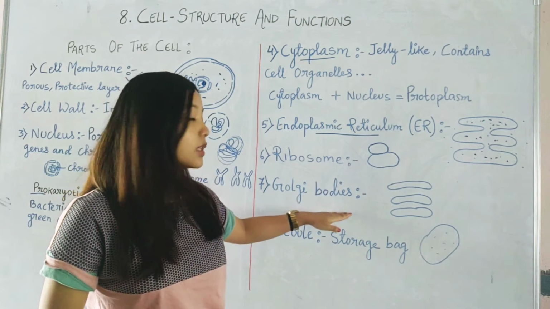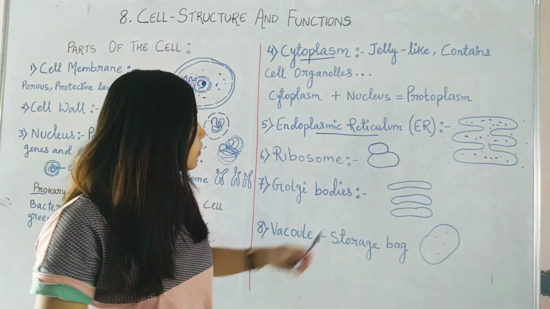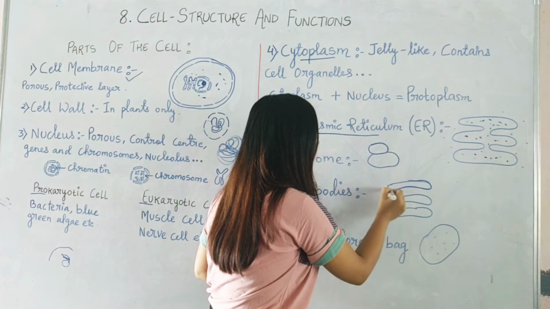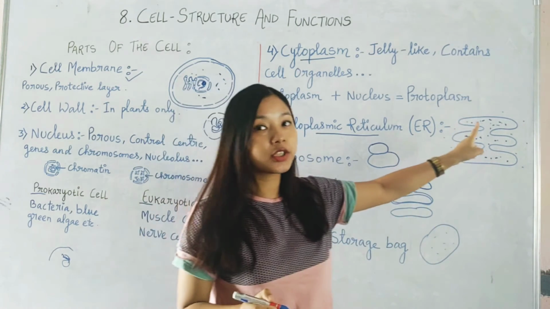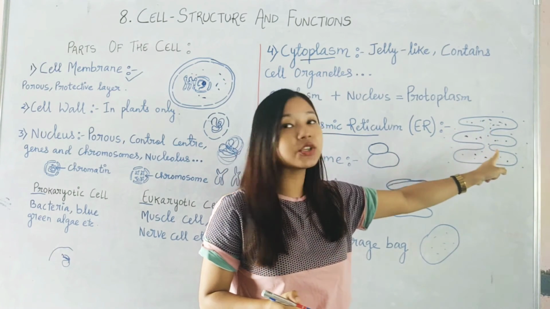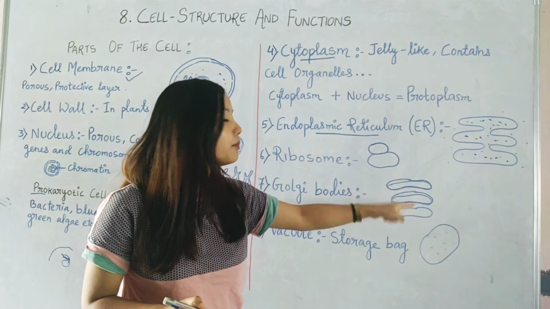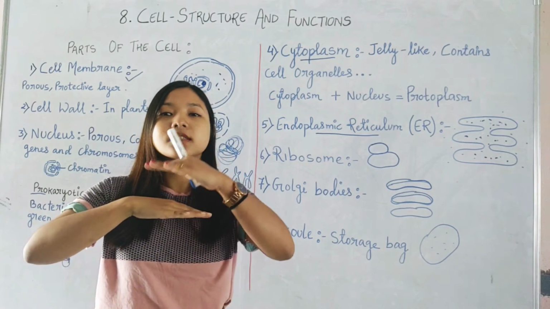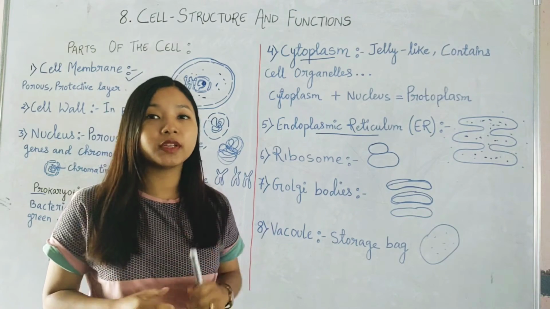Next is Golgi bodies, also known as Golgi apparatus. Golgi bodies are just like endoplasmic reticulum, but pay attention, in endoplasmic reticulum these are attached to each other, while in Golgi apparatus they will not be attached to each other. They appear like plates stacked one on top of the other.